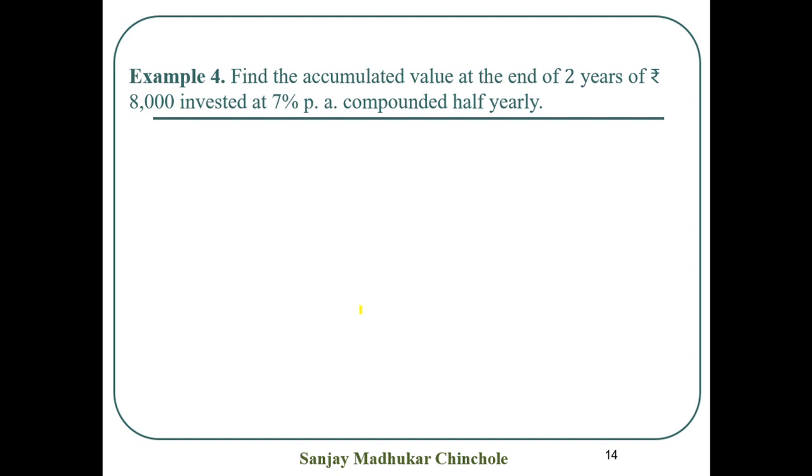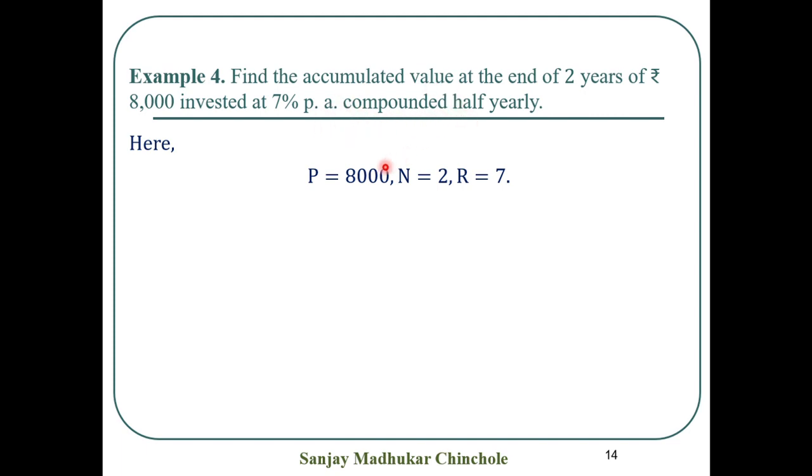Example 4, find the accumulated value at the end of 2 years of rupees 8,000 invested at 7% per annum compounded half yearly. We have to find the accumulated value, meaning amount, at the end of 2 years, so n is equal to 2. Rate of interest is given as 7% per annum and the principal is given as rupees 8,000.